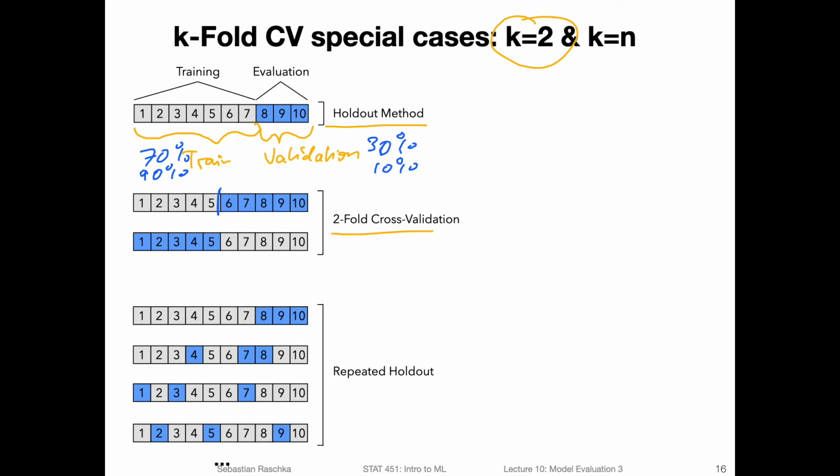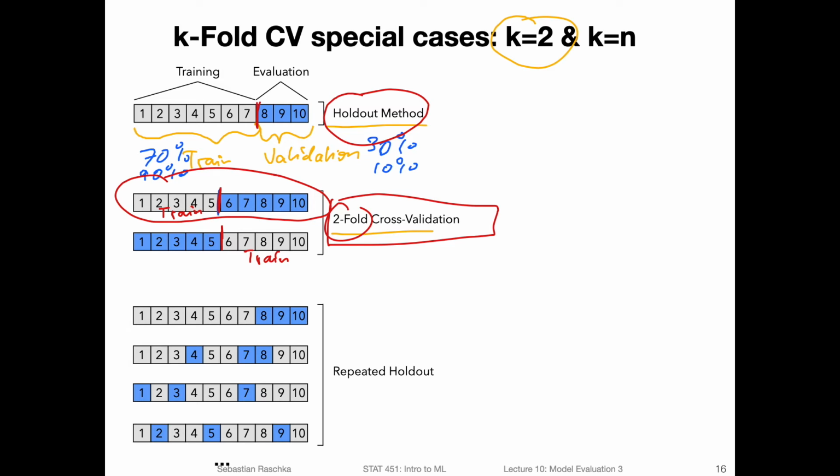But for two-fold cross-validation, we split it exactly in the middle, and then we rotate. We first have this part here for training, and then in the second round we have this one for training. So we have 2 rounds in two-fold cross-validation, which is different from the holdout method, because in the holdout method the split proportion is arbitrary, it's not in the middle, and we don't rotate. However, you can think of each round as a special case of the holdout method, where we split it exactly into 2 halves. It's also different from the repeated holdout method.